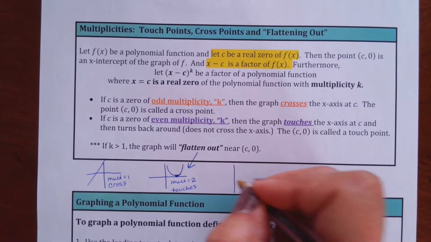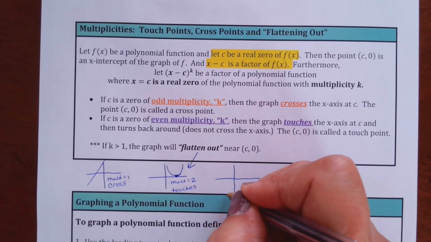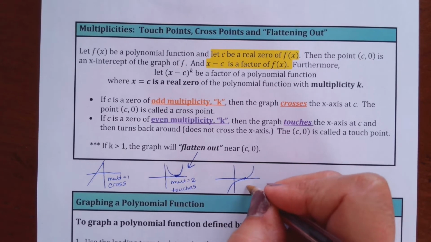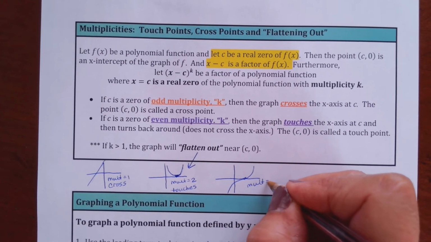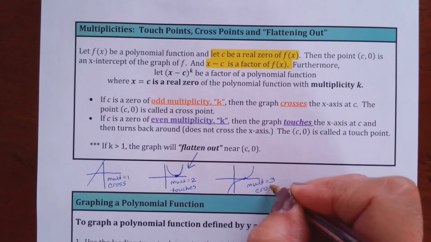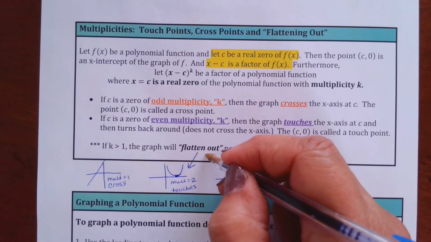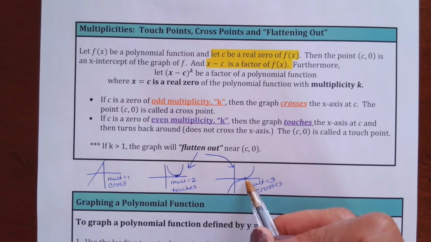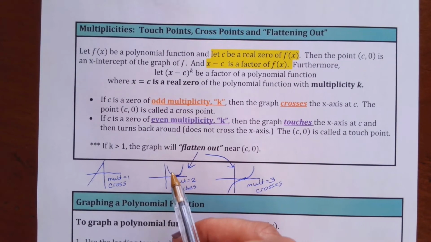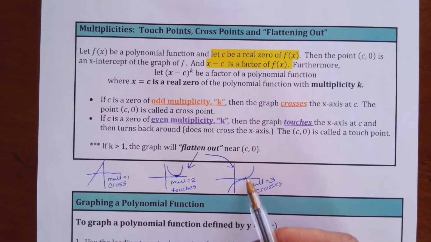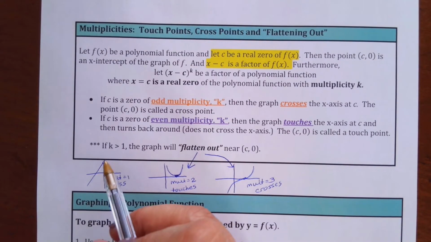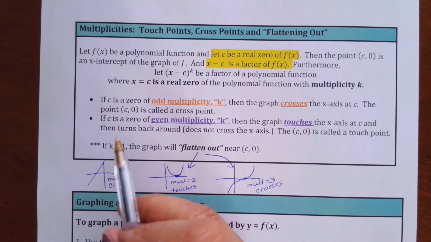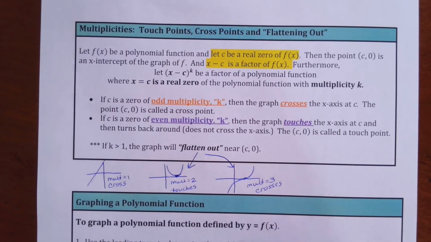A multiplicity of 3, a cubic function, goes like that. So this has a multiplicity of 3. It crosses, but it still flattens out. It flattens out before it crosses. So you can have a touch that flattens out, you can have a cross that flattens out, and you can have a cross that doesn't flatten out. But any multiplicity greater than 1 will always flatten out.